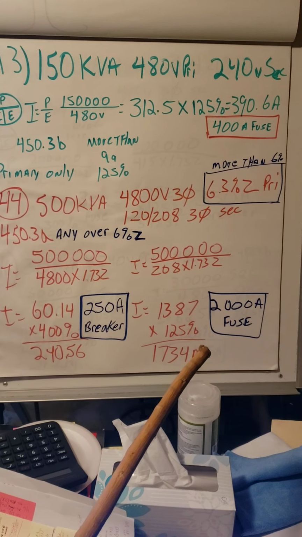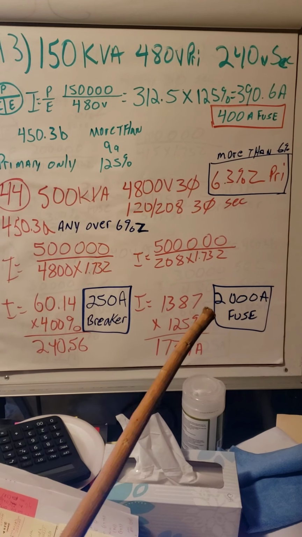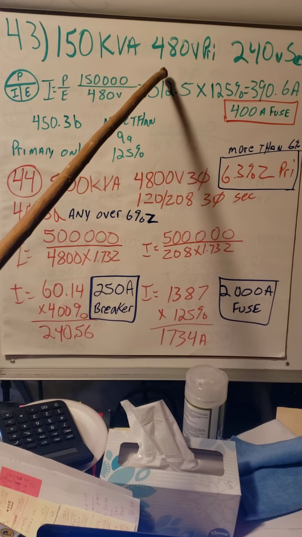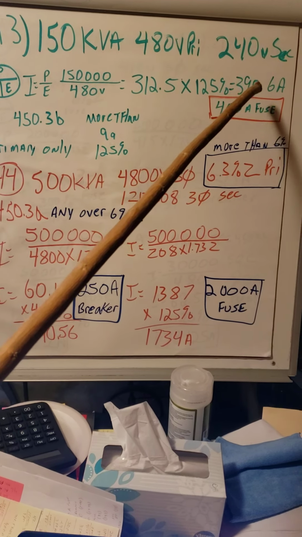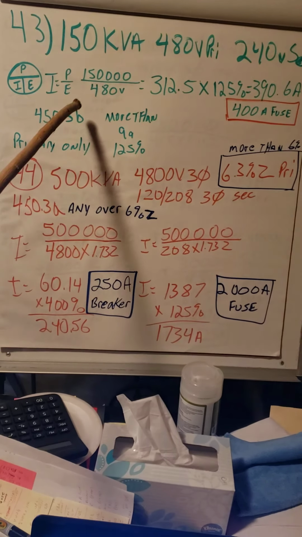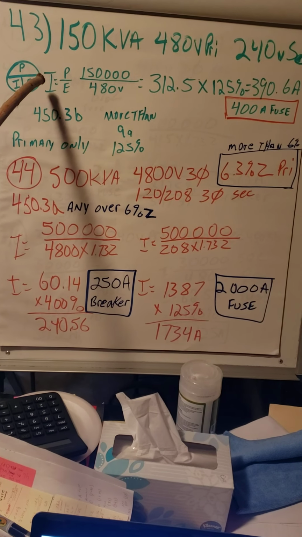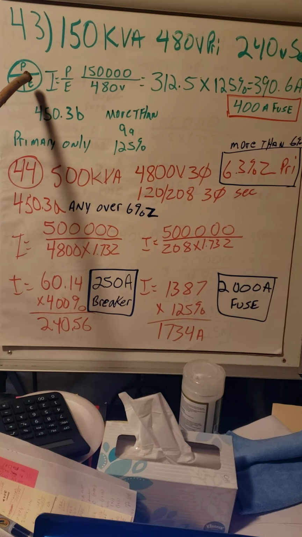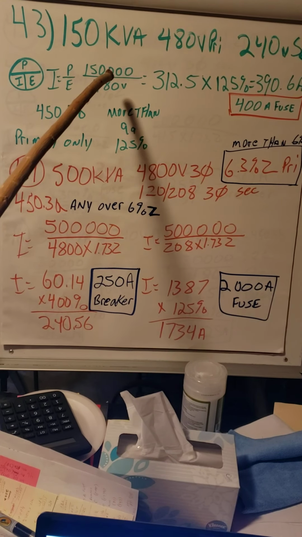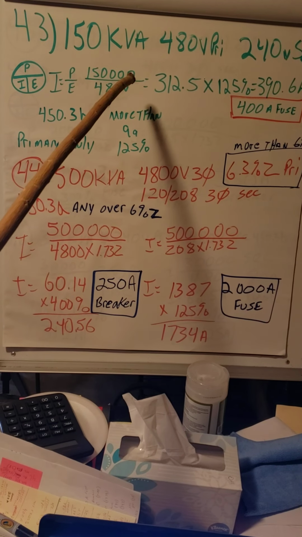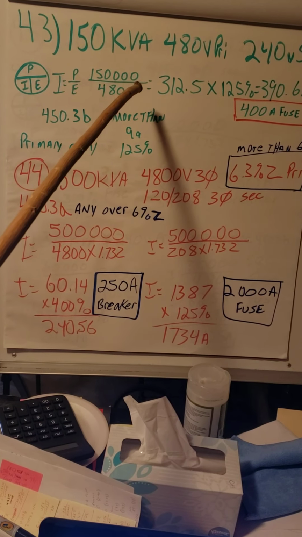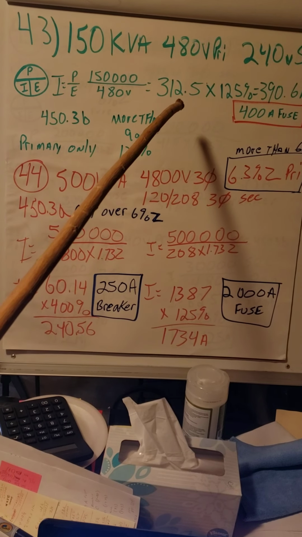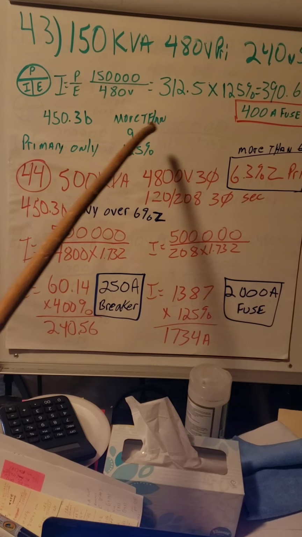All right, question 43 of the chapter 10 test. We have a 150 kVA transformer, 480 volt primary, 240 volt secondary. To find I, it's P divided by E. E times I equals P, so I equals P divided by E. So 150,000 divided by 480 equals 312.5.